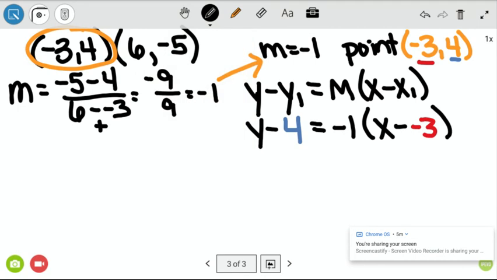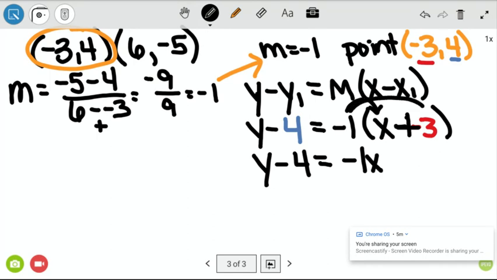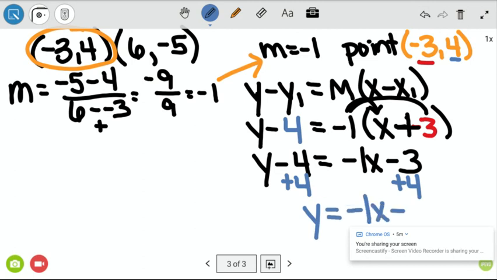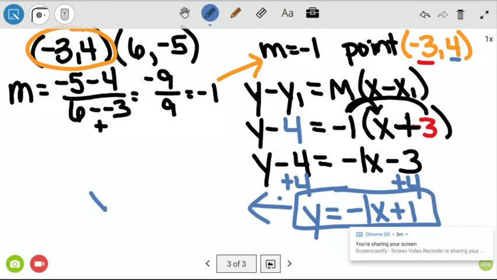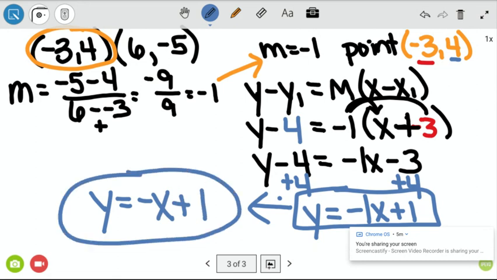So this is really, I'm going to change it to a plus 3. So then that becomes y minus 4 equals, I'm going to distribute my negative 1, so I get negative 1x. Negative 1 times 3 gives me a negative 3. Then my last step, I'm going to add my 4 over to get y by itself. So it becomes y equals negative 1x, and then negative 3 plus 4 is a positive 1. Now, if you also want to write it like this, you do not have to write the 1 with the variable. If you want to just write negative x plus 1 or negative 1x, that will work.